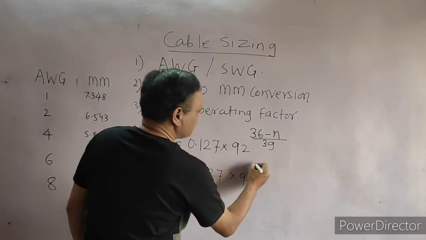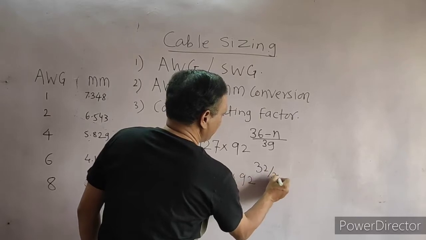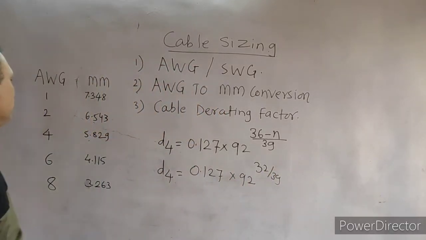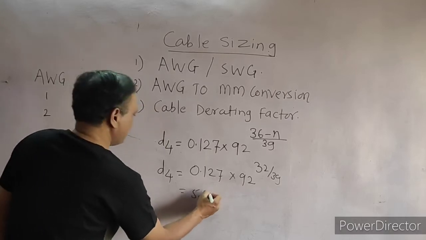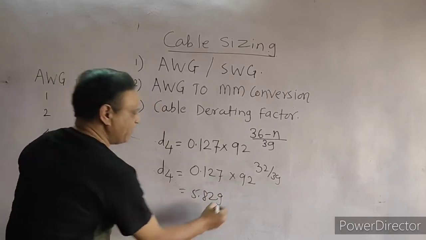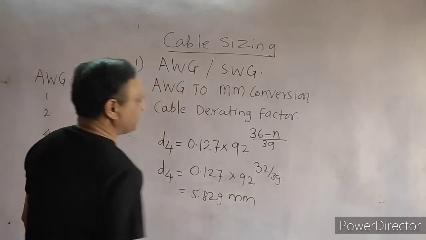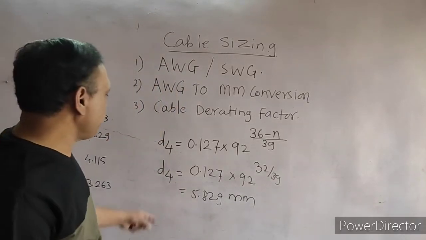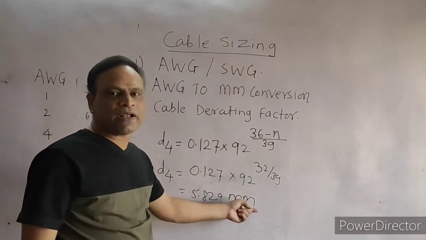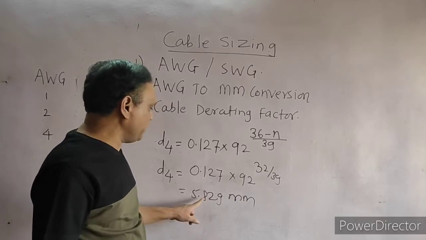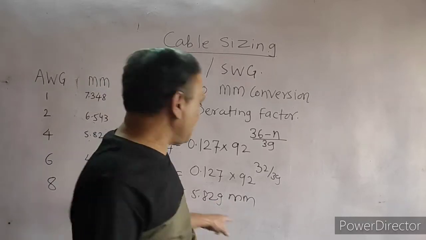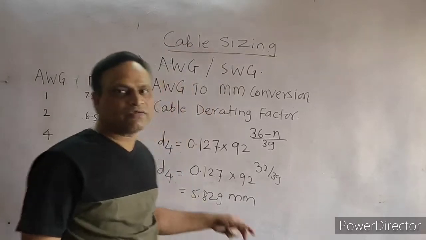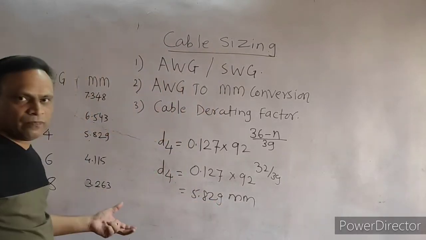Now for this 4th gauge wire diameter, the exponent comes to 32 upon 39, and if you calculate this you will get the diameter 5.829. Now further you can calculate the area, and the area will be calculated by pi d square upon 4, that means 3.14 into 5.829 into 5.829 upon 4. This will be the area of that cable.